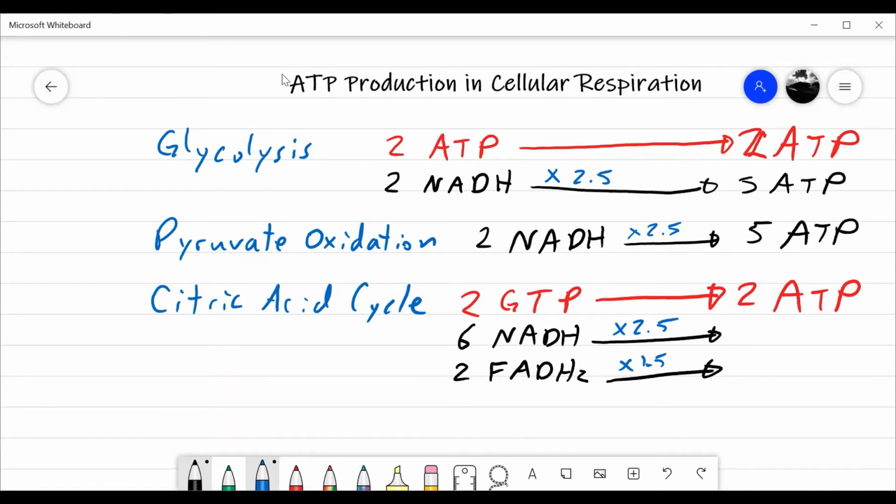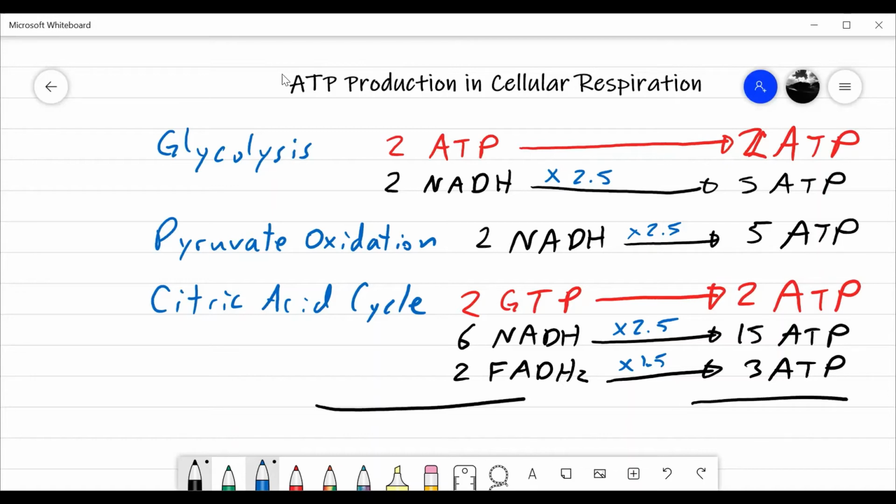And the citric acid cycle, I have 6 times 2.5. I have to think about that for a moment. That is 15 ATP, so that's pretty good, considering we only had 4 before. And 2 times 1.5, of course, is 3 ATP. So that is all my energy production, and just draw a line here. And what is the total? Add all those up, and you should get 32 ATP.